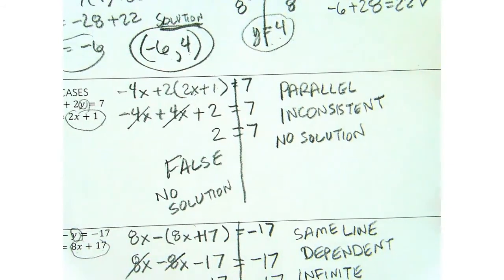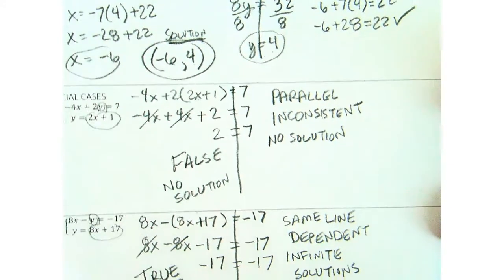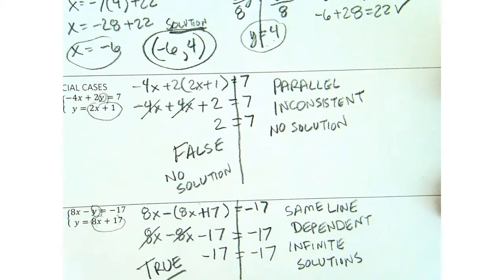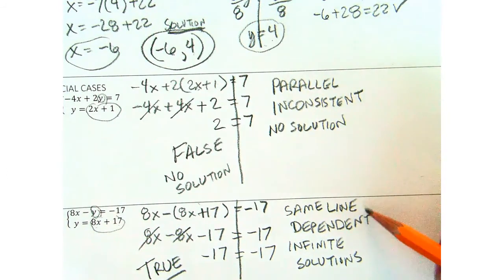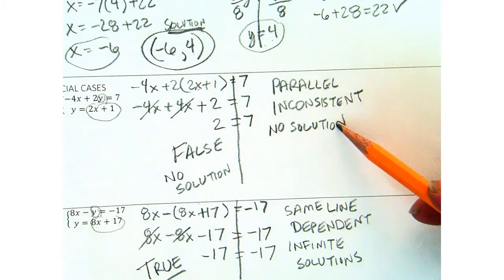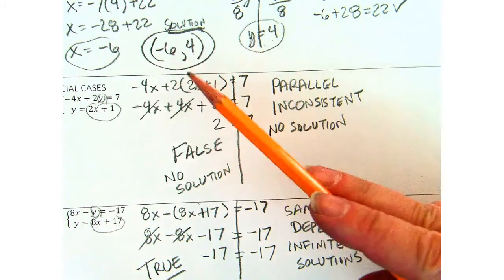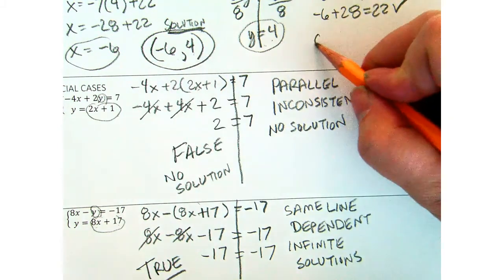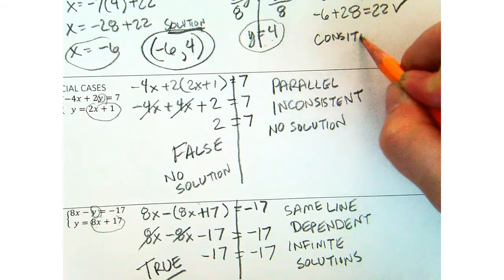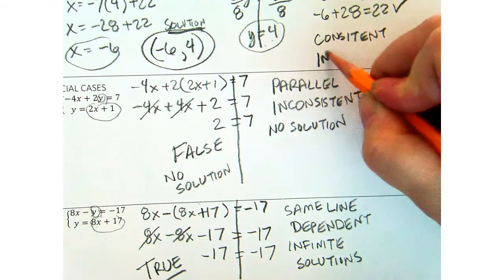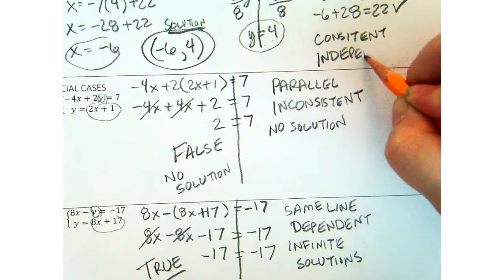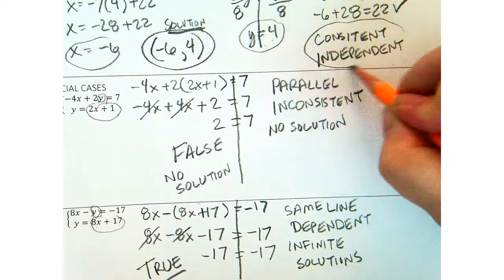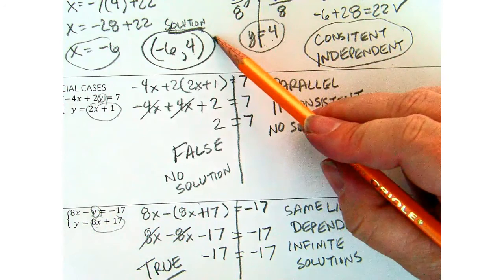In conclusion, a true statement with no variables represents an infinite number of solutions, a dependent system. A false statement is an inconsistent system with no solution. If there is one solution, you get a consistent system that is independent. Please review these notes as you complete your homework.